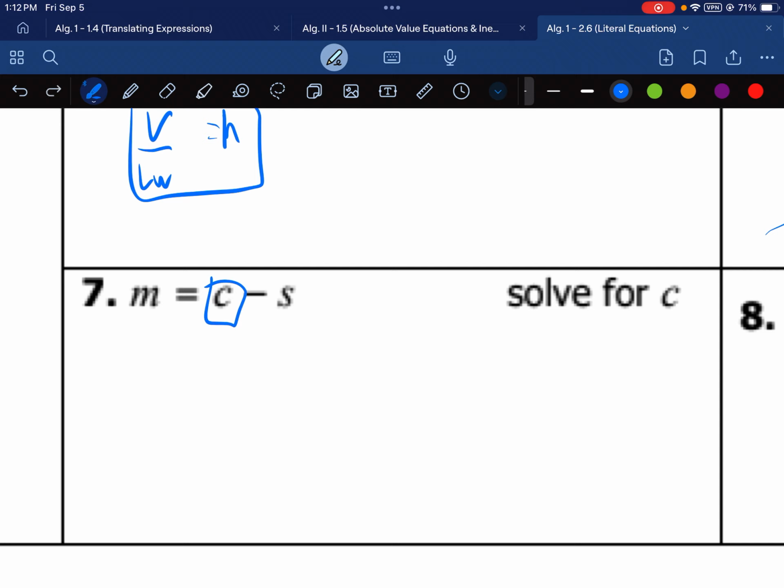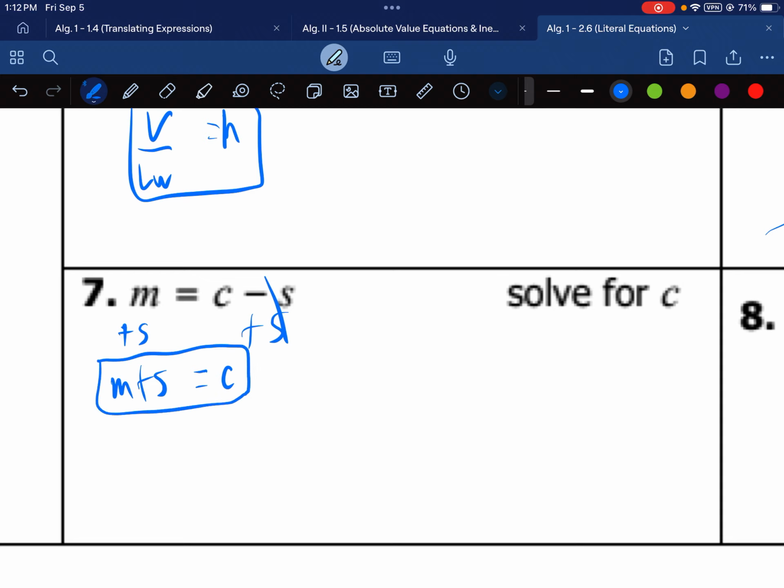So C is being subtracted by S. We undo that by adding S, and we end up getting C plus 0, or C. So add S to the other side. I don't know what M plus S is, so I just rewrite M plus S. C is by itself, and we're done.